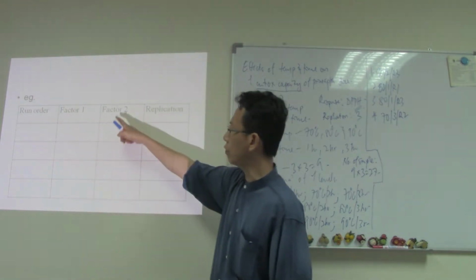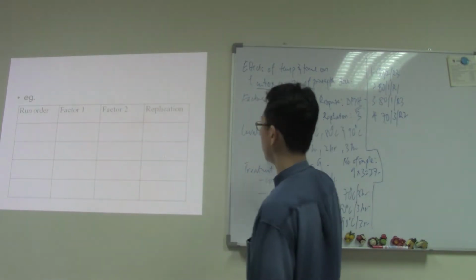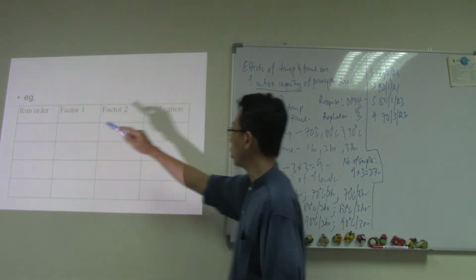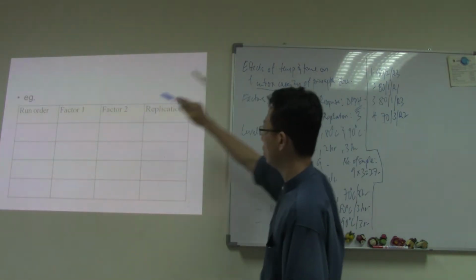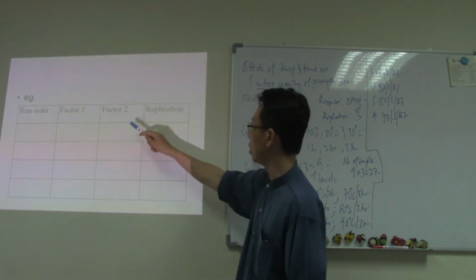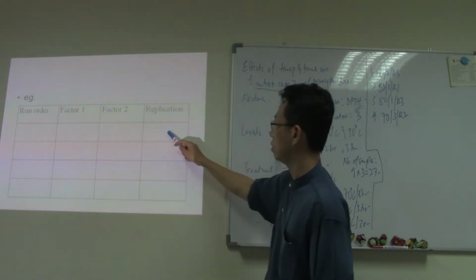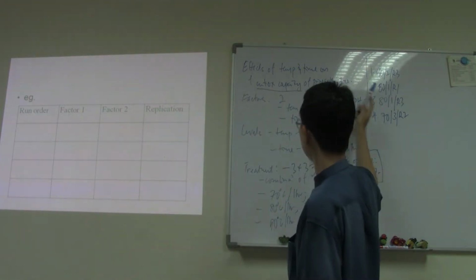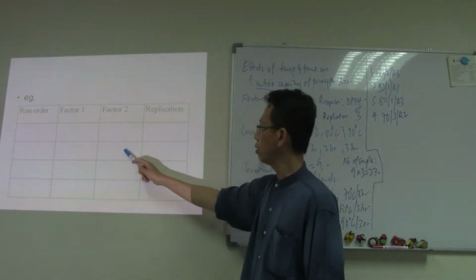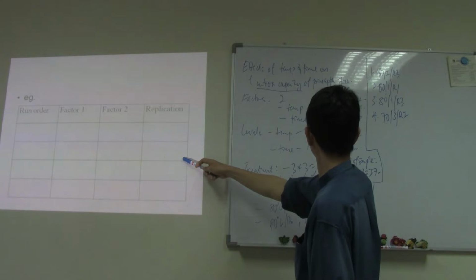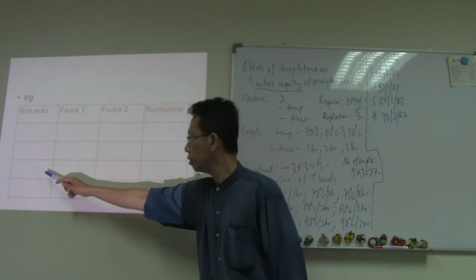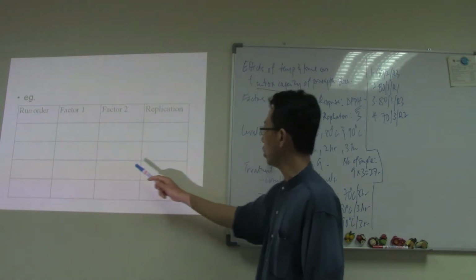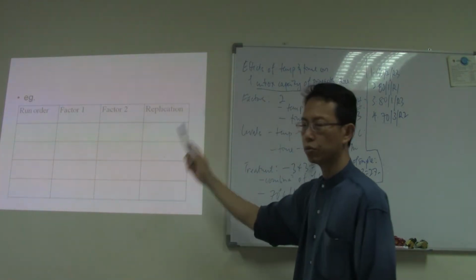Factor 1, for example, if you were to take factor 1 as the temperature, so this is the temperature and this is the time. So factor 1 temperature will be 90 times 2 hours, replication 3. And then for the second run order, you will have 80 degrees C 1 hour, replication 1. And then for the third one, you will have 80, and 1 hour, replication 3, and so on.